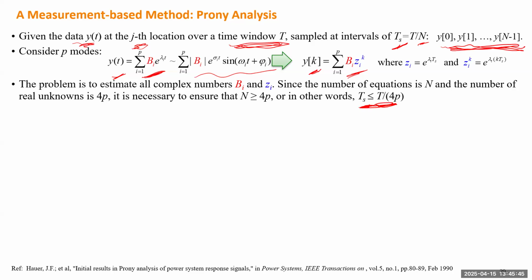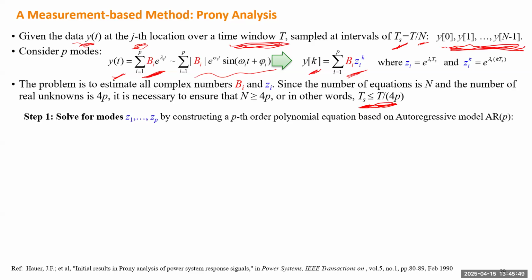We need to solve both b and z based on the data of the time window. The first step is we solve the modes, the P modes, by constructing a polynomial equation up to P order. Here we're going to utilize the AR method, autoregressive model, up to P order.